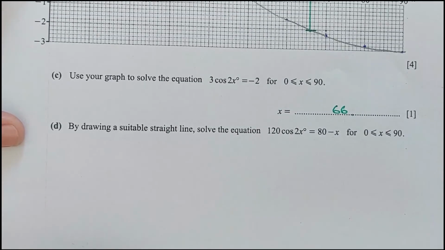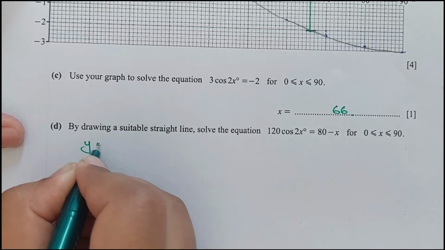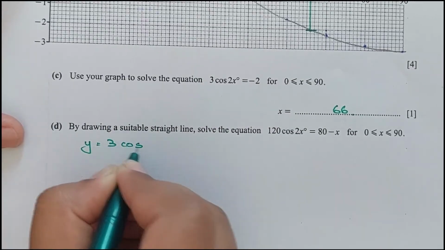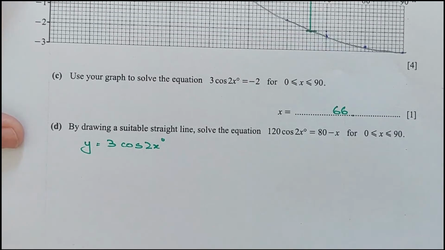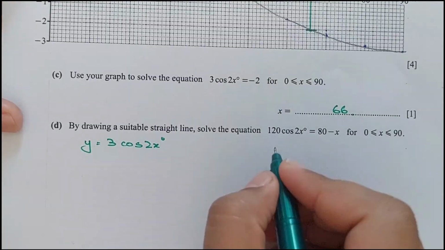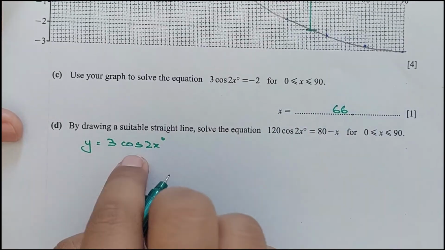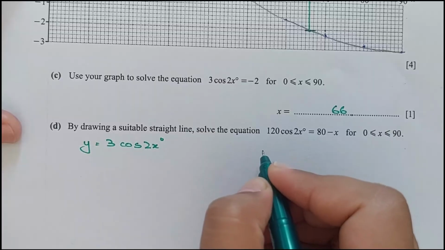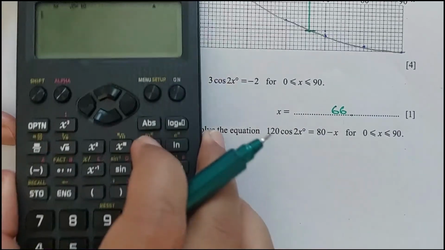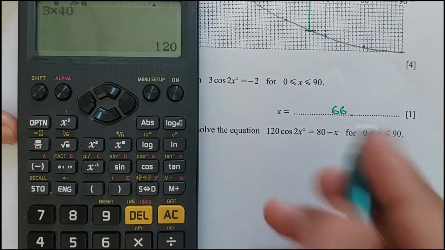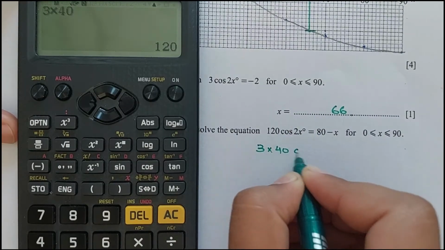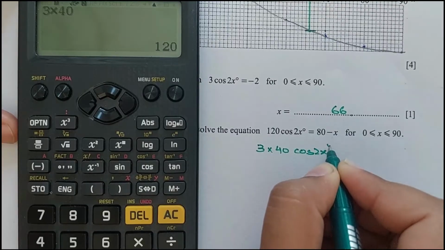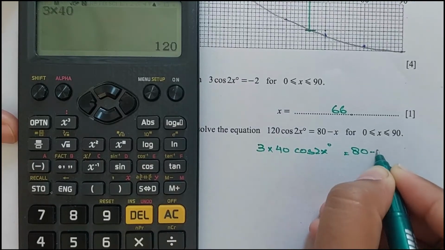Part D, by drawing a suitable straight line, solve the equation for 0 to 90. We have to draw the suitable straight line. Okay, so we have given y equals 3 cos 2x degrees. All right. So let me simplify this equation. If I can make this into 3 cos 2x form, how can we make 120? 3 times of what? 3 times 40? Yes. 3 times 40 is 120 cos 2x. This is equal to 80 minus x.